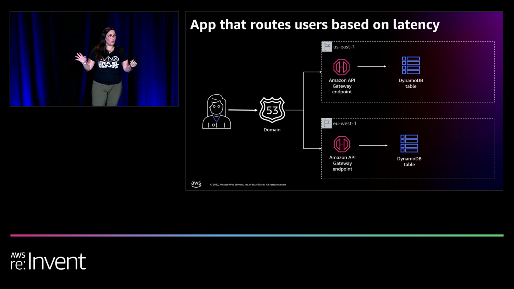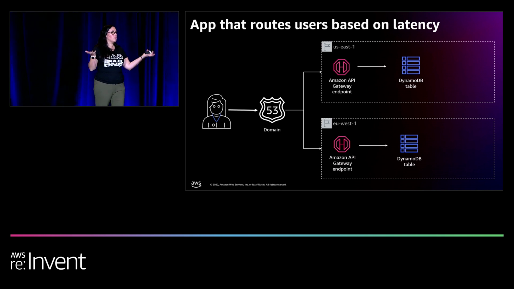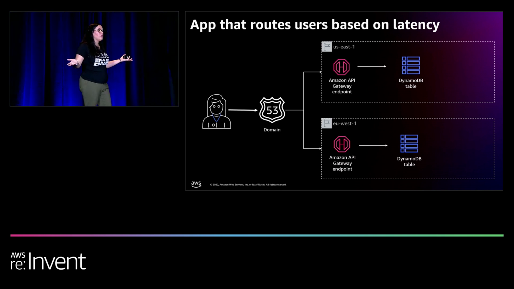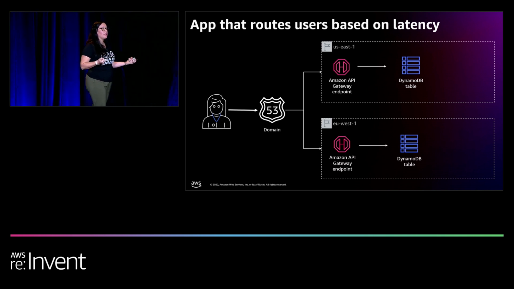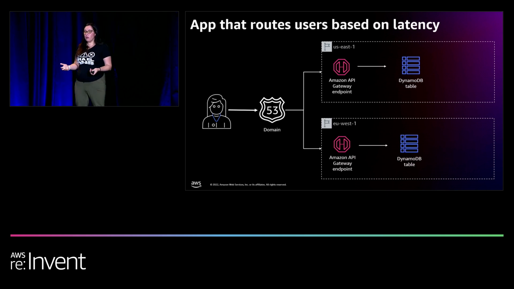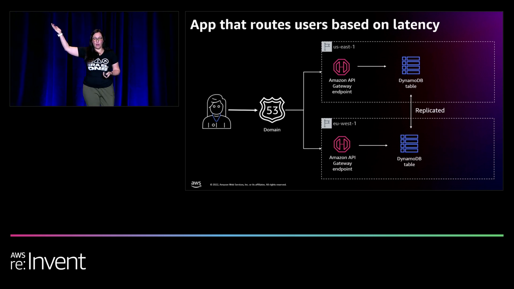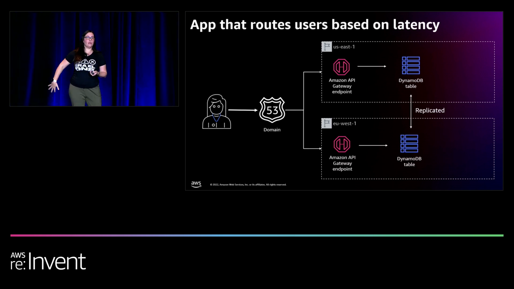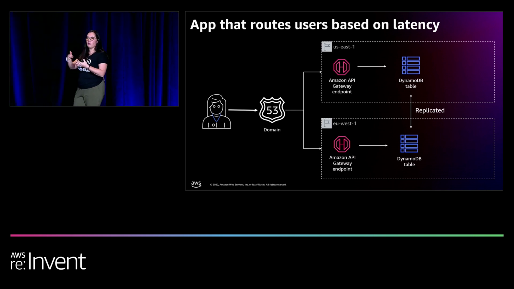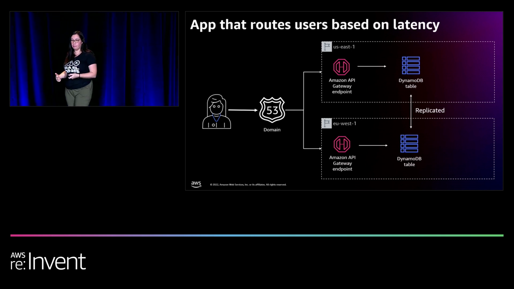There is no primary region or secondary region, because both of the regions are active and they're equally important, because we are using a latency-based model. So now our user, depending on where they are, will either write to the DynamoDB table in Virginia or write to the DynamoDB table in Ireland. And we are using global tables to replicate the data.